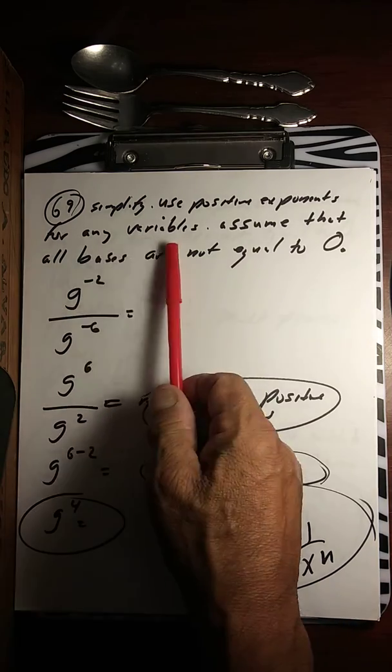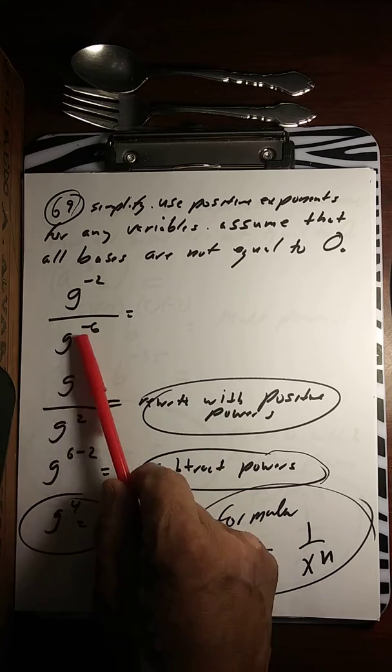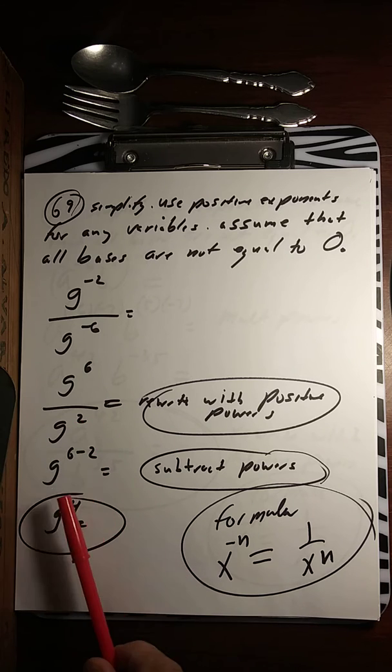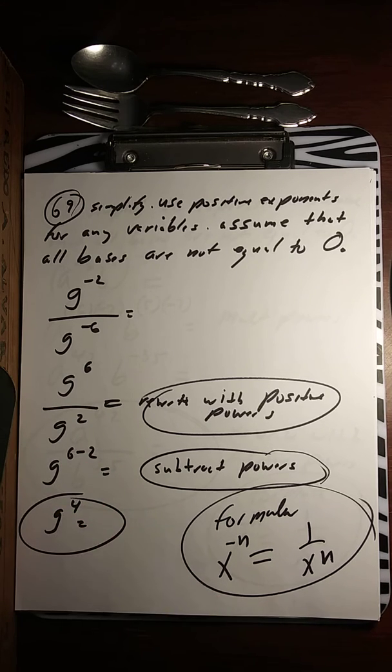Simplify using the exponents for any variable, assume that all bases are not equal to 0. So g to negative 2, g to negative 6. So that one goes on top, and that one goes on the bottom. So now you have g to the 6 and g to the second. Subtract the powers. 2 from 6 is going to be g to the 4.